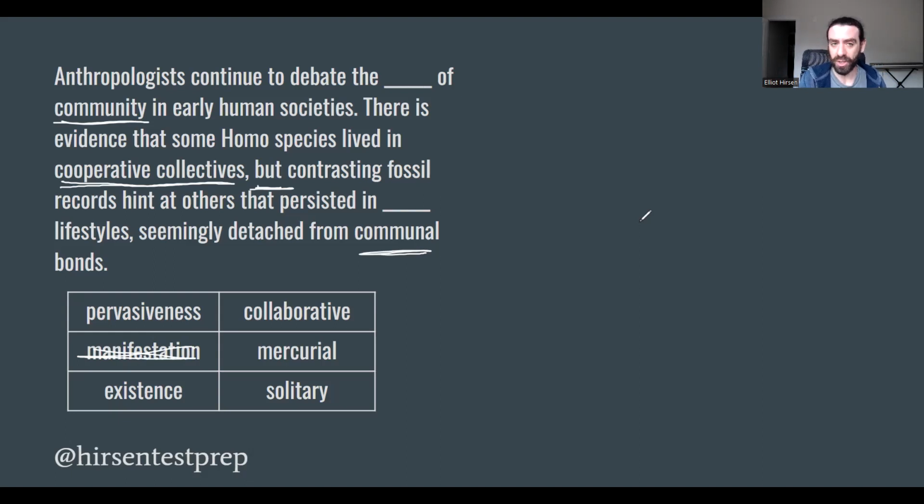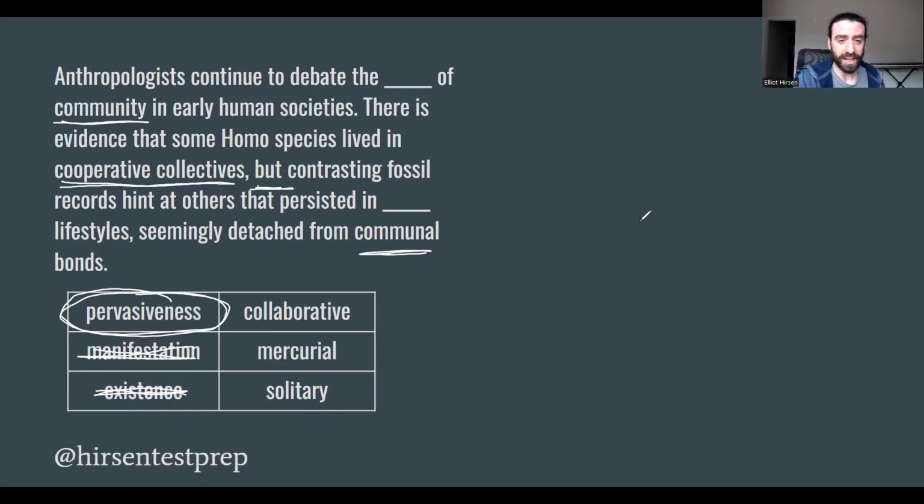Is that what the debate about community is here? Well, it says very matter-of-factly in the second sentence of the text that there's evidence that some Homo species lived in communities, and other evidence that some lived on their own, or lived detached from communal bonds. So is it really the existence that we're debating? Not really. Some of them did live in communities. These communities did exist. So for that reason, I would want to eliminate it. And even if I'm not completely confident of the meaning, coming back to pervasiveness, it's probably the only one that fits, and it fits very well. If some of them lived in communities and some of them didn't, it's really how widespread the communities are that anthropologists seem to be debating in this sentence.